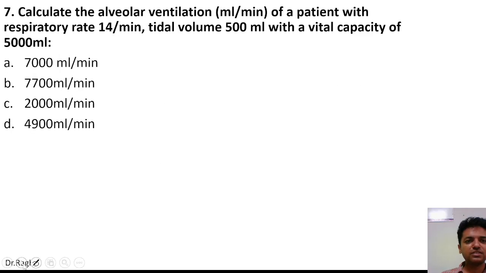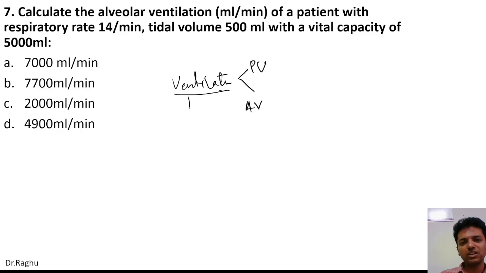Okay. Next, calculate the alveolar ventilation. I have already explained in my first video that whenever I am talking about ventilation in the lung, there are two types of ventilation. One is pulmonary ventilation and another one is called alveolar ventilation. What is ventilation? Ventilation is the amount of air which a person can inhale or exhale in each minute. In each minute. What is tidal volume? Tidal volume is the amount of air which a person can inhale or exhale in each breath at rest. In each breath at rest.